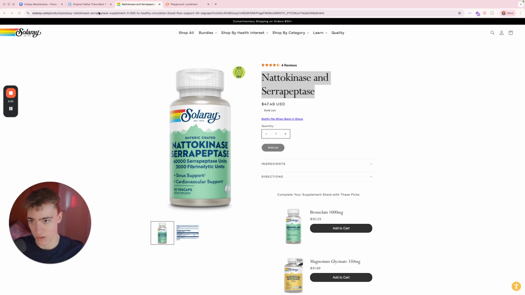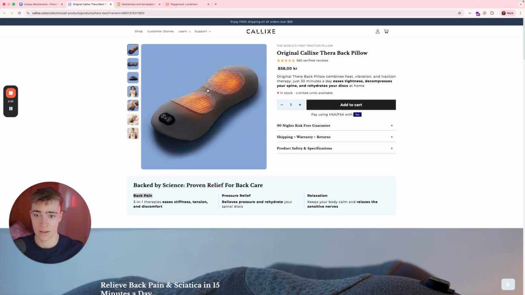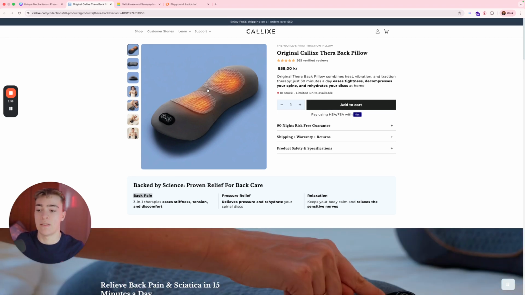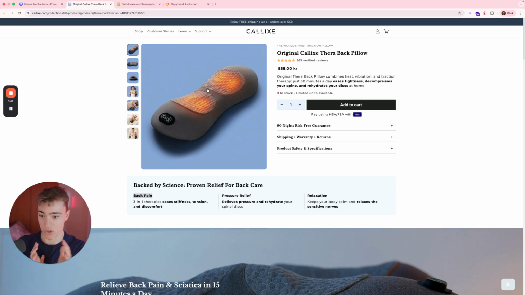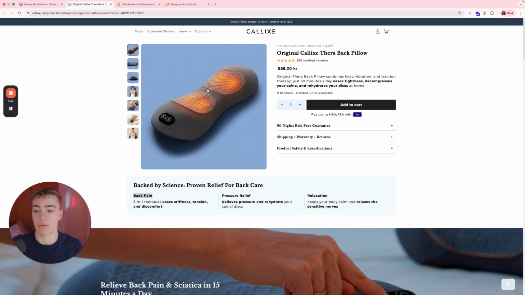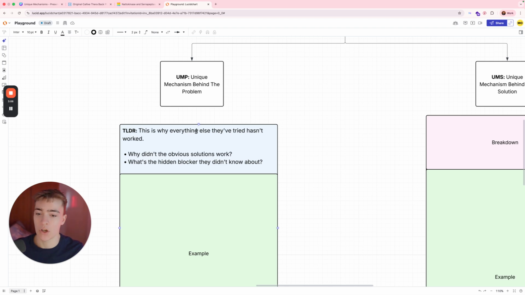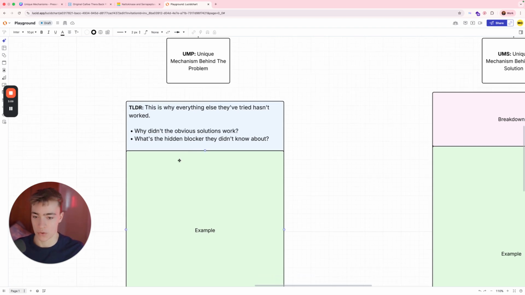So imagine you had something like this. It'd be very easy to say, okay, this is why it solves neck pain. You can show it visually, and it just looks different, like this is something they haven't tried before. But you need to go really deep. So why didn't the obvious solutions work? What are the hidden blockers?